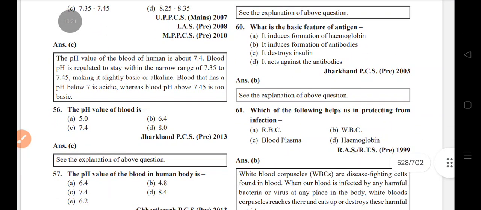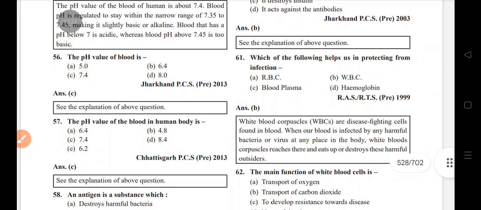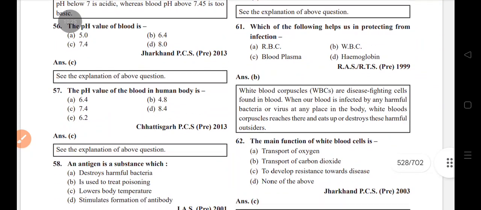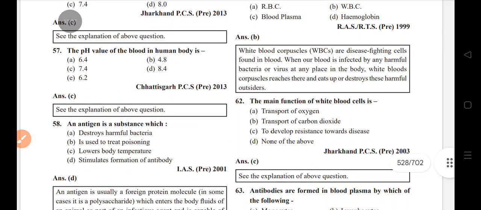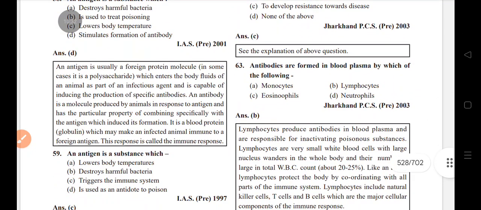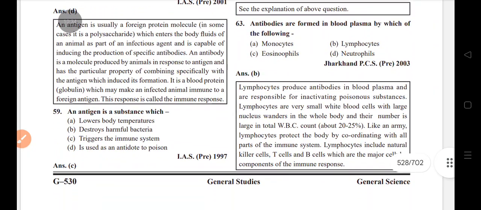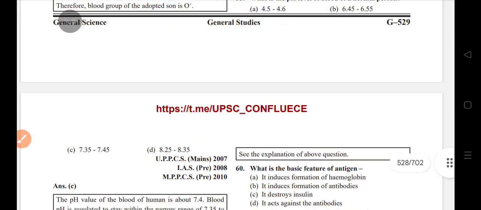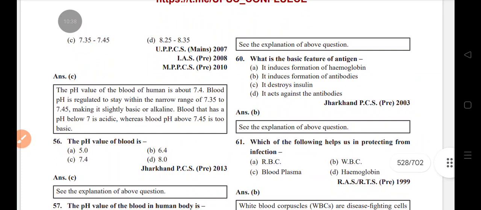The pH value of blood is 7.4. An antigen is a substance which stimulates the formation of antibodies. An antigen is a substance which triggers the immune system. The basic feature of an antigen is that it produces the formation of antibodies.